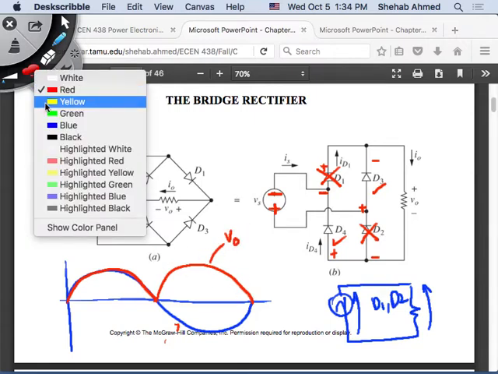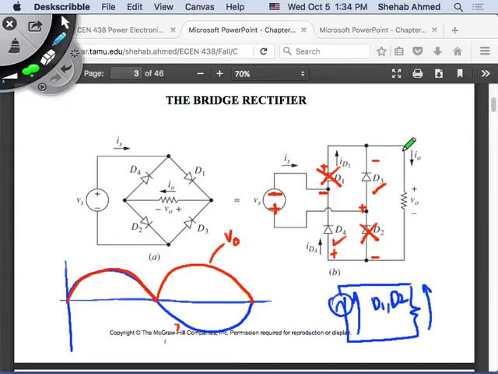How about the currents? How about the output current? Exactly. It's always the output voltage divided by the value of the resistance. So it looks exactly the same. Right? Exactly the same. This is the output current.